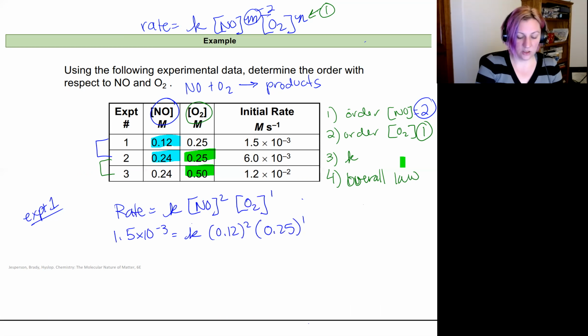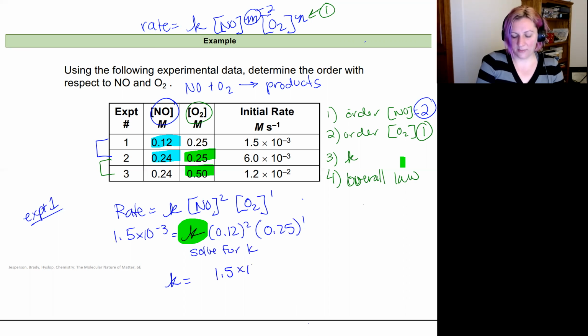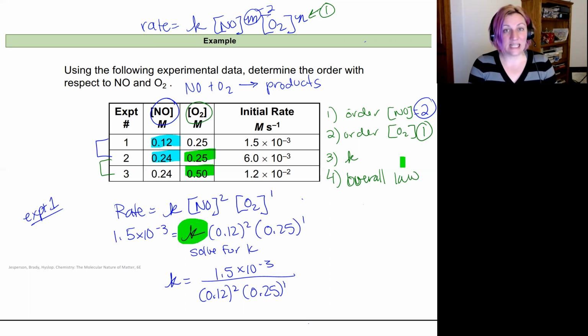And now what I need to just do is solve for K. So my K is going to be equal to this 1.5 times 10 to the negative 3, all divided by 0.12 squared, times 0.25 to the power of 1. And so if I plug that into my calculator, I'll get that K value. And so that's going to be equal to 0.417. All right, so K is 0.417.